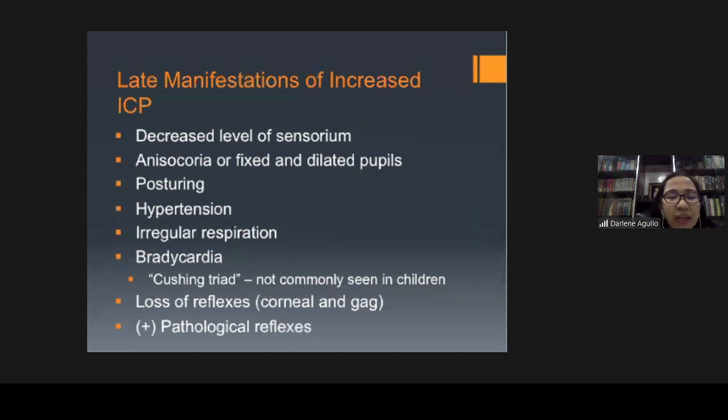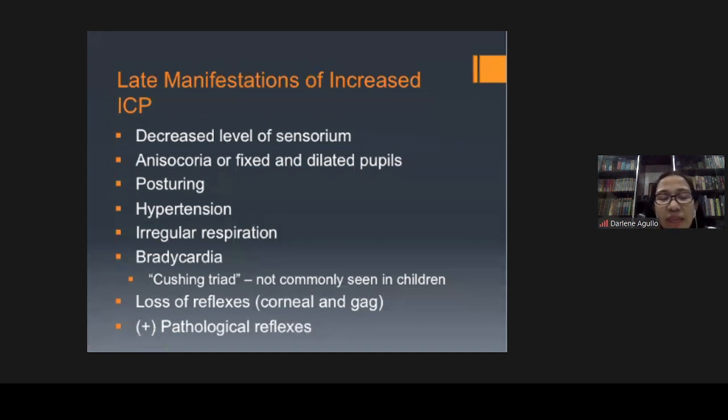Okay. So there is difficult to fix dilated pupils, posturing. So kung may posturing, mga late manifestations nito, decerebrate or decorticate posturing, hypertension, irregular respiration, bradycardia, ito yung Cushing's triad, although not commonly seen in children kasi nag-accommodate yung skull. These are late signs of late manifestations of increased ICP.